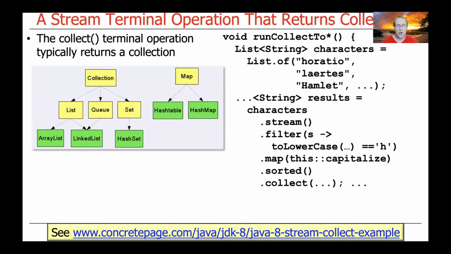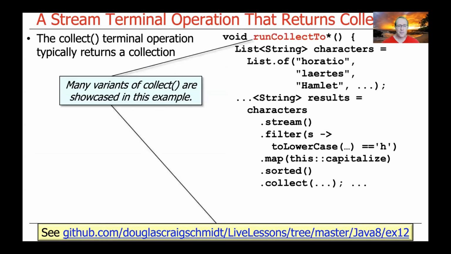So collect is a terminal operation that typically returns a collection. You can also return other things besides collections, but most commonly you collect things into collections. And I suspect you already know what a collection is. A collection would be something like a list or a set or a map and so on and so forth. You can actually write your own user-defined collectors, and we'll do that later in the course, and you'll get a chance to play around with those kinds of things. But for now, we'll focus on the predefined collectors.